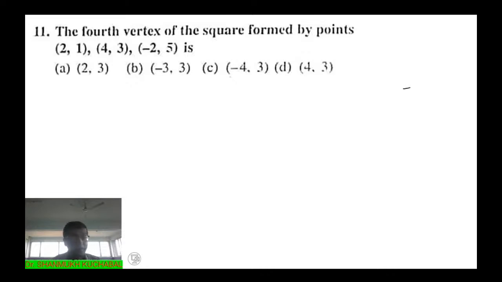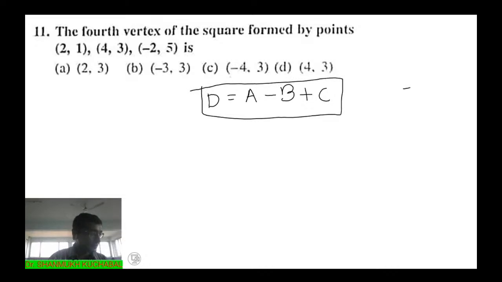Example number 11. The fourth vertex of the square formed by the points (2, 1), (4, 3), (-2, 5) is. Okay, so we will go through one note. The fourth vertex of a square formed by the 3 points is given by the expression D equal to A minus B plus C. This is an important note. You have to remember this.